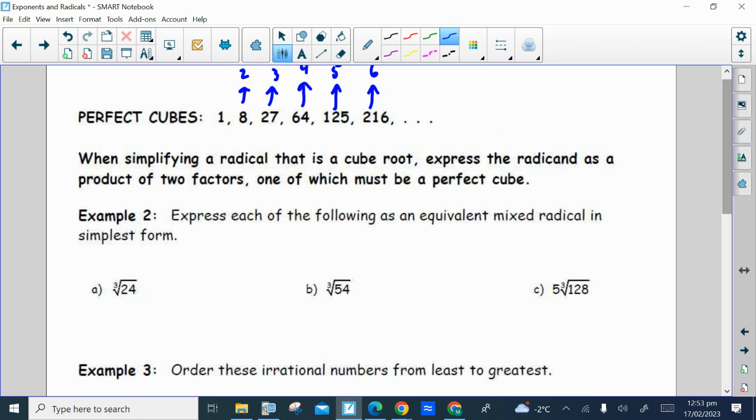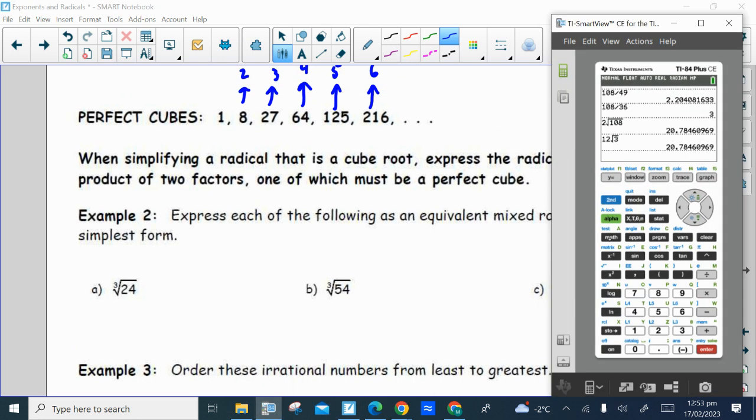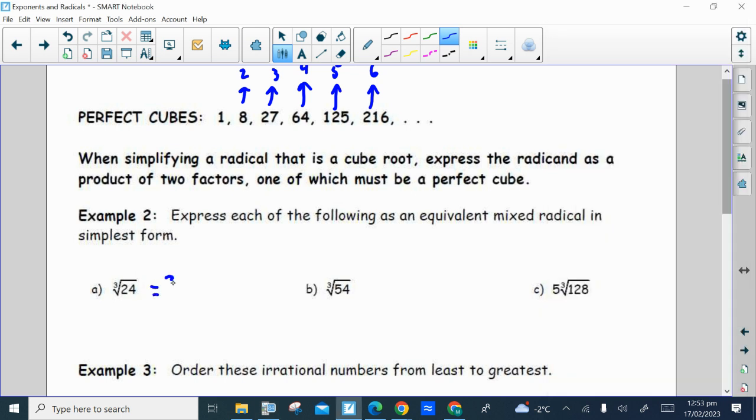So for the cube root of 24, if you did that in your calculator as it is, you're going to get an irrational number. It's a decimal that doesn't repeat, doesn't terminate. We want to write it as a mixed radical in simplest form. And if you look at the list above, 8, which is really our first perfect cube that we would use, divides evenly into 24. So this would be the cube root of 8 times the cube root of 3.